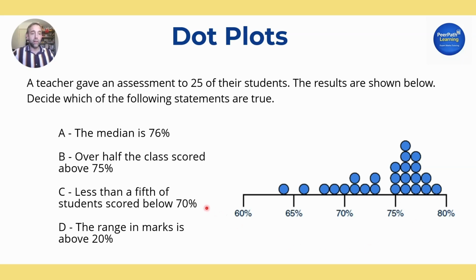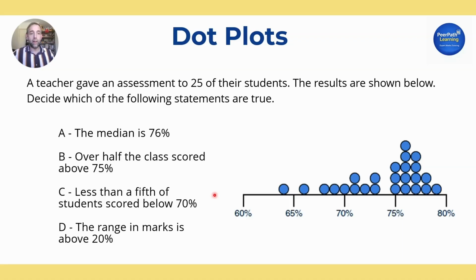The next one says less than a fifth of students scored below 70. So it's got to be below 70. So we're not including this one here. So this person scored below 70, that's 1. So did this person, 2, 3, 4. So that is 4 out of 25.